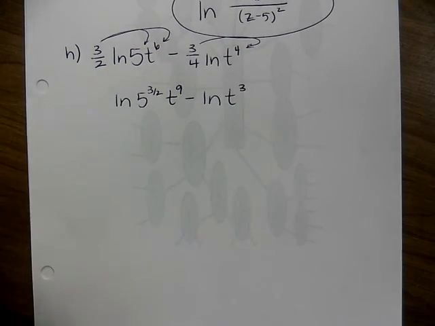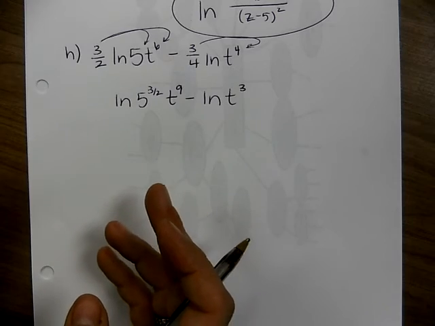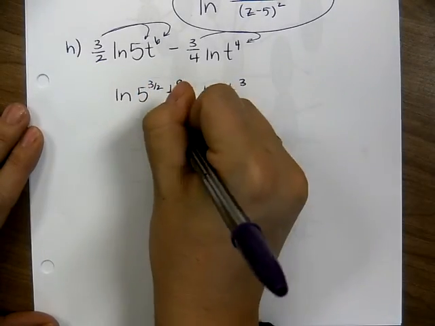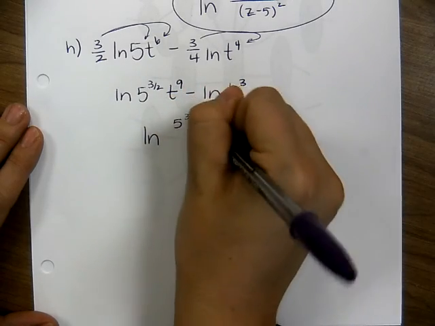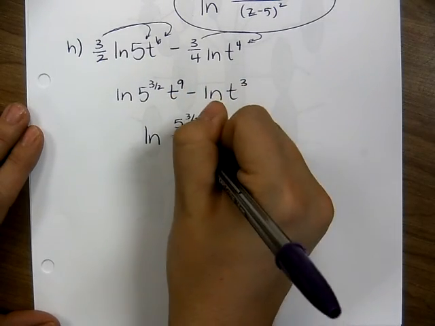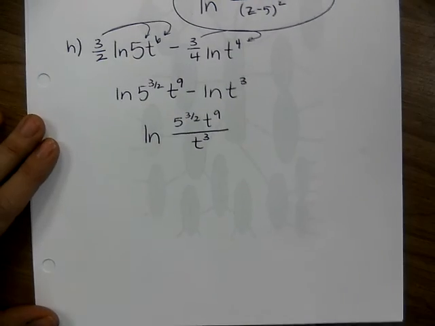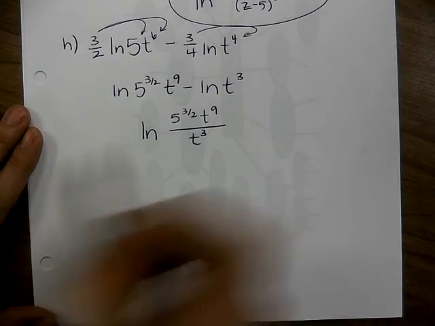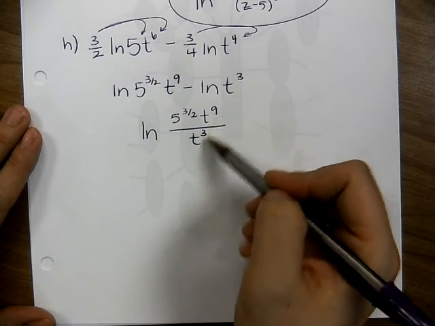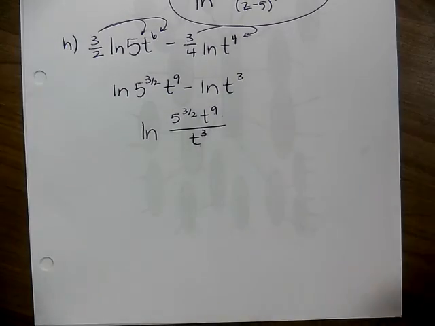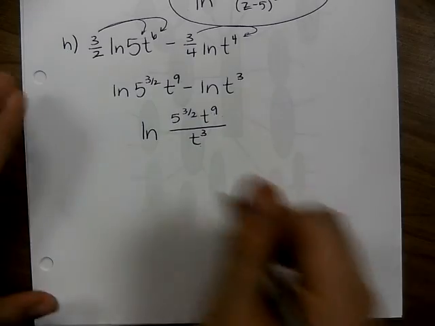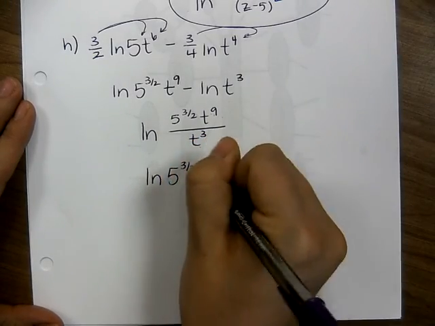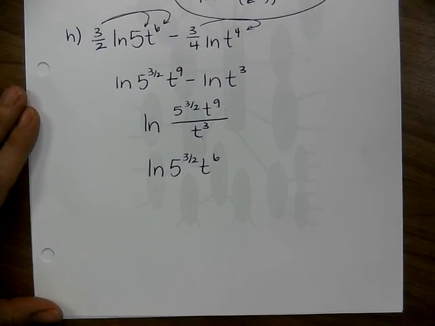Now this subtraction is going to turn into division, right? And we're going to end up with the natural log of 5 to the 3/2, t to the 9th over t to the 3rd. But don't these simplify? T to the 9th over t cubed, you can just subtract those exponents, giving you t to the 6th. So now I have natural log of 5 to the 3/2, t to the 6th.